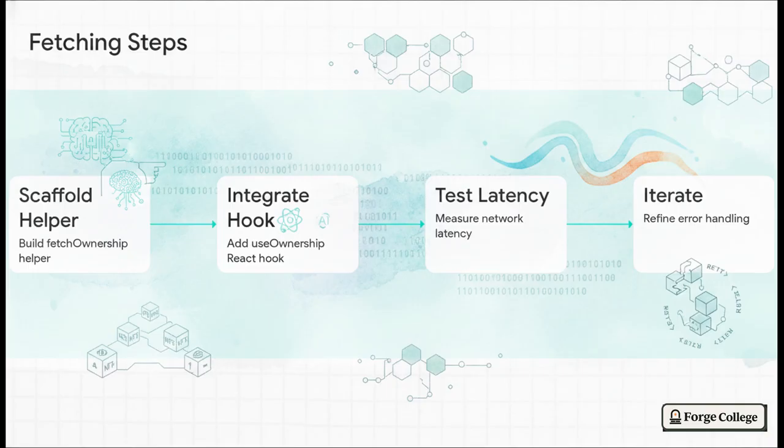Scaffolding this out rapidly saves us a massive amount of time. And that lets us focus on the actual architecture, like setting up retry logic with exponential backoff. Because let's be real here for a second, your front end shouldn't just dramatically give up and crash the moment a single network packet drops, right?